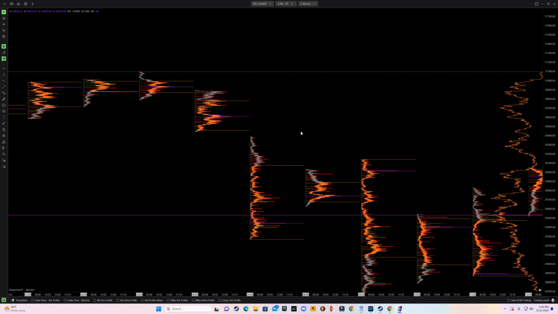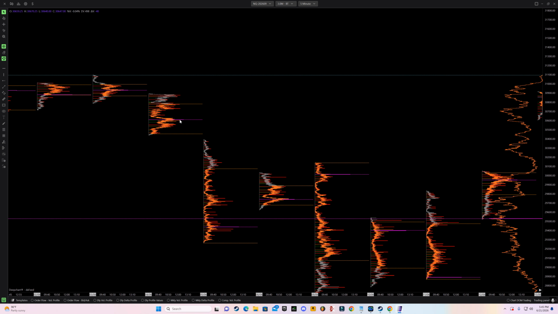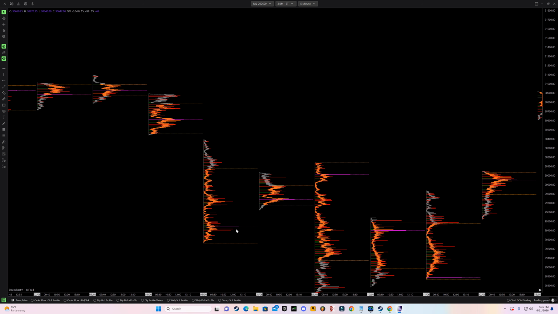So notice what happened, right? We have the point of control of this day here. And then we have a point of control down there. Now let's just disable the composite volume profile. So we have point of control here. So we build value lower.